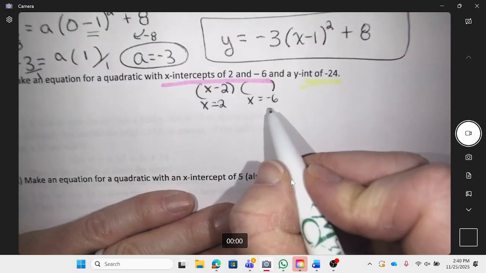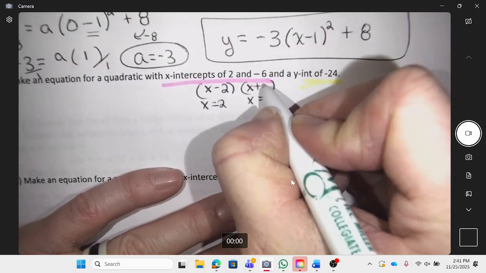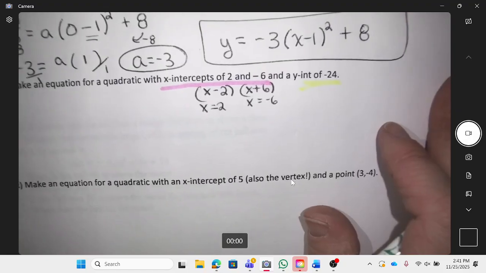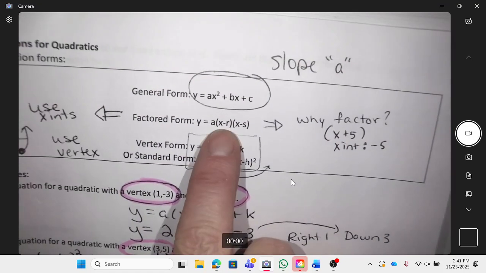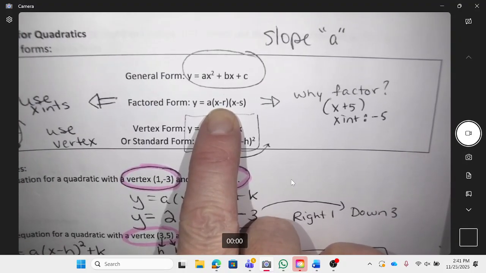If the x-intercept was -6, what was the bracket factor? X plus 6. Also, how did I know I should write the opposite things in my brackets? The formula told me to. You're going to get this. What does it say? Subtract r. Opposite.